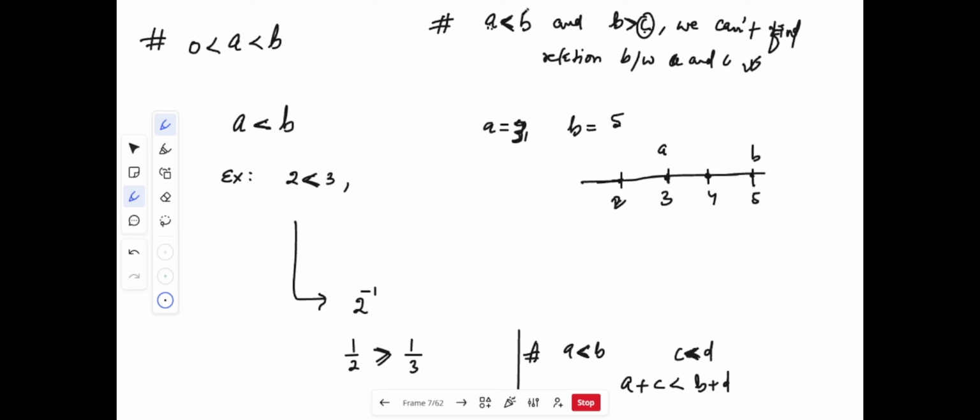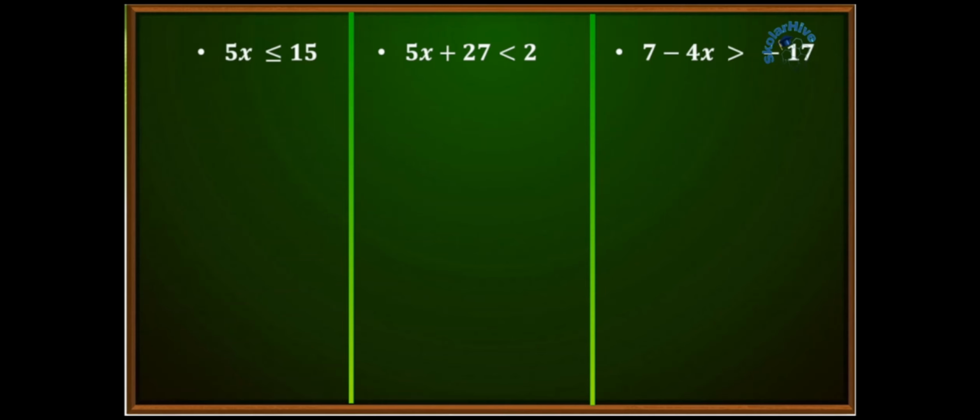Then even though this is common in both, we can't find the relation between a and c as in the previous case, like the transitive property. Okay, so we'll use all these properties in solving inequalities. So let's see, I have taken some basic examples over here.